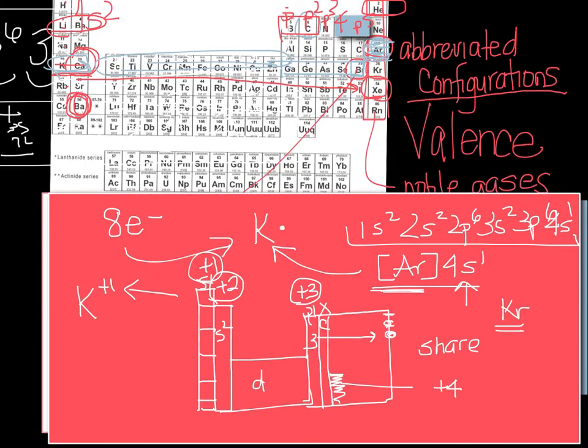Okay, and now that we're past carbon, now we're actually getting closer to 8. So here, these all have 5 in their outer shell. Well, now we're going to see the opposite situation. Are we going to lose 5 and look like the noble gas before it, or are we going to gain 3 and look like the next noble gas? Well, in this case, it's now going to be easier to gain 3. So these are all going to tend to form a -3 charge.